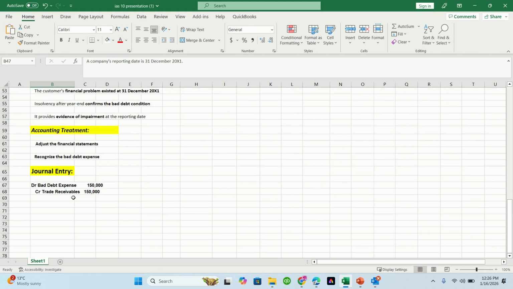Okay, what will be the accounting treatment for that? Adjust the financial statements and recognize the bad debt expense. Here we have the entry for that adjustment. We will debit bad debt expense with 150 and credit trade receivable with 150.